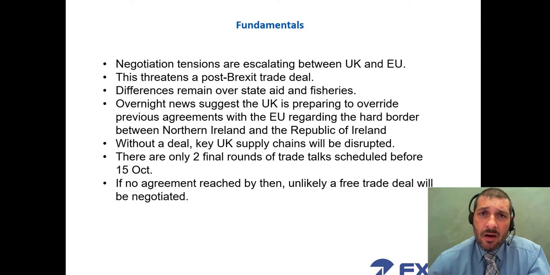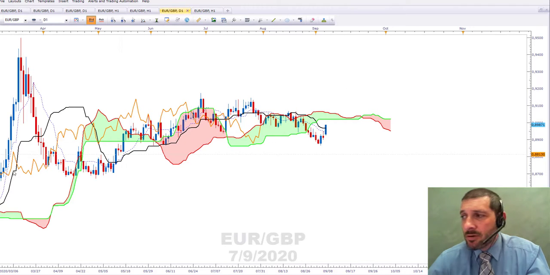Now, we do note that there are only two final rounds left of trade talks scheduled between now and the 15th of October. And if no agreement is reached by then, it's unlikely that a free trade deal will be negotiated. Let's just bring up our Ichimoku.